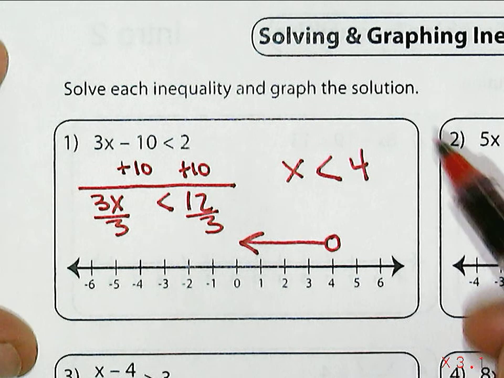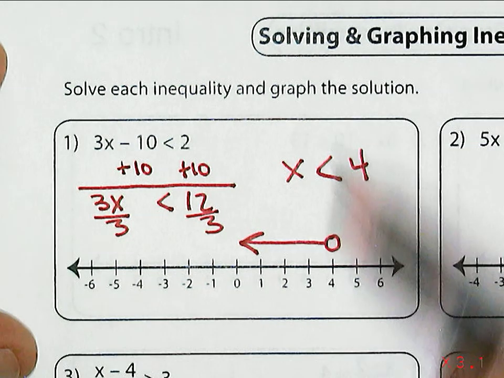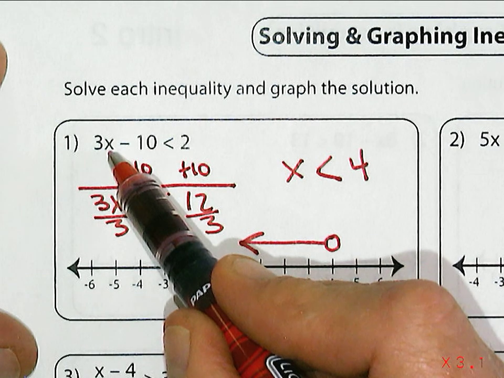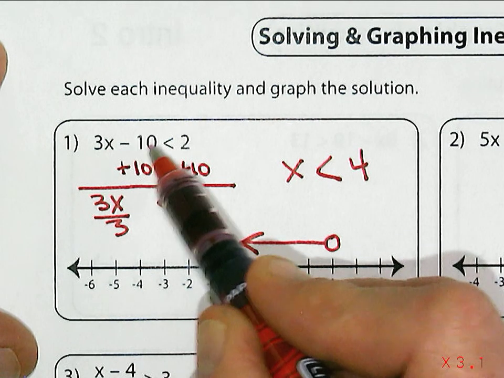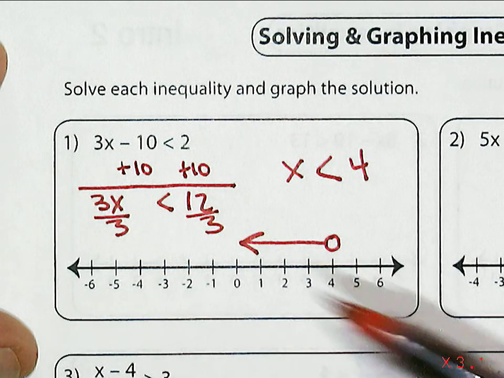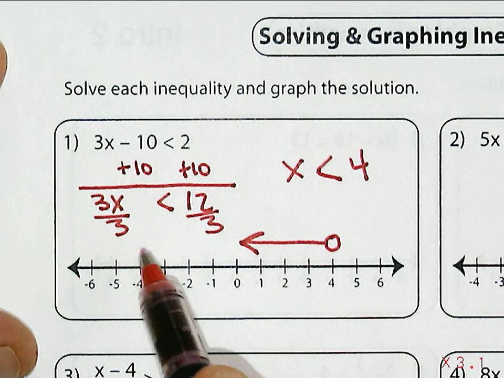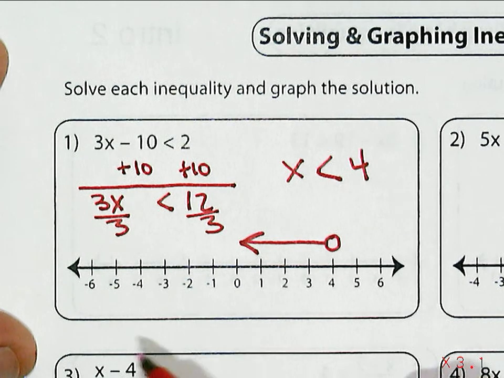And you could even check, if you weren't sure, you could say, well, just pick any value below 4, like 0. 3 times 0 is 0. Minus 10 would be negative 10, which is less than 2, and that's true. So all the values to the left of the 4 would make this inequality work if we were to use them in it to solve it.